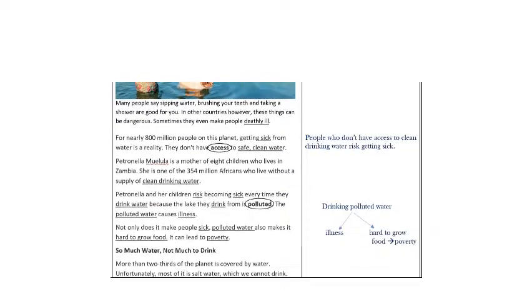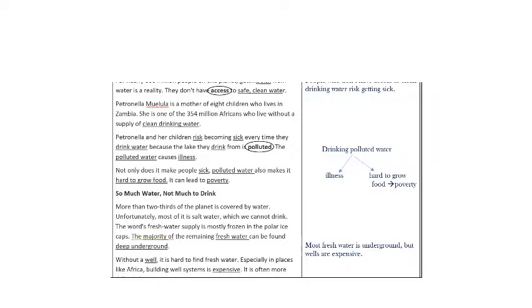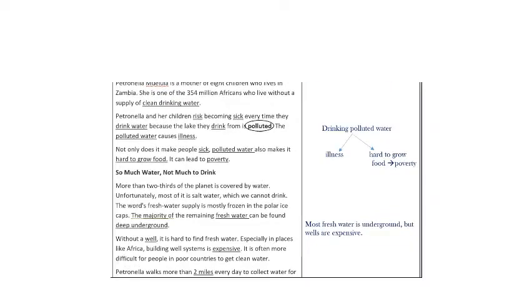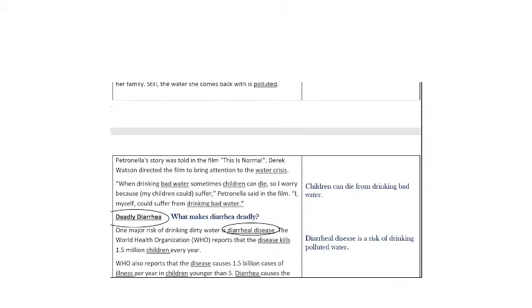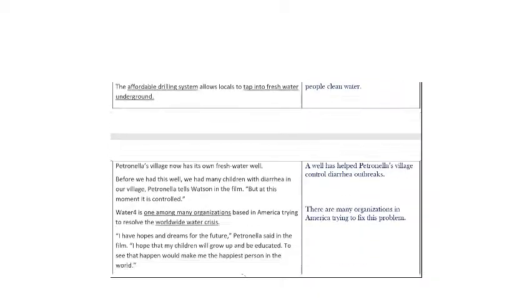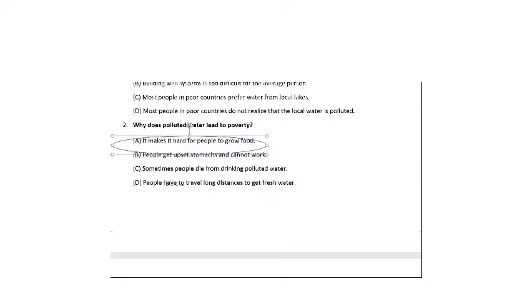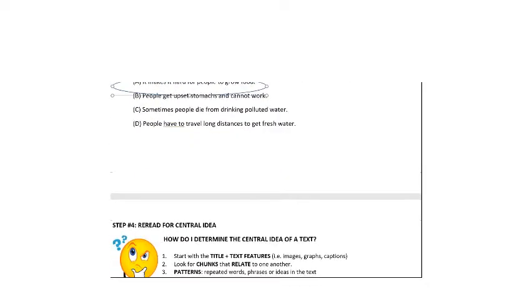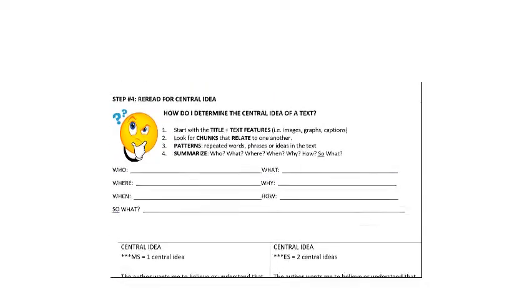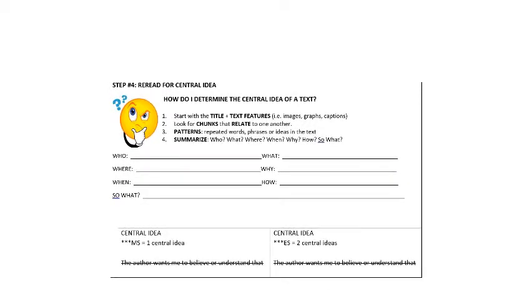And so here I've got the domain-specific vocabulary circled. I have my annotations in blue on the side, all the way down. I've written in my own definitions in my own words of the domain-specific vocabulary. I've answered the multiple choice questions that make me think about this some more. And now I'm ready to determine the central idea of the text.